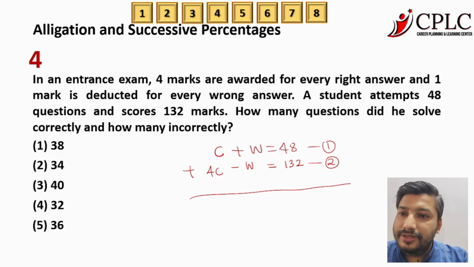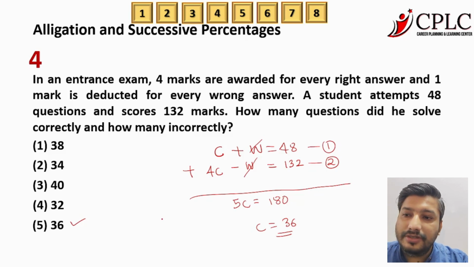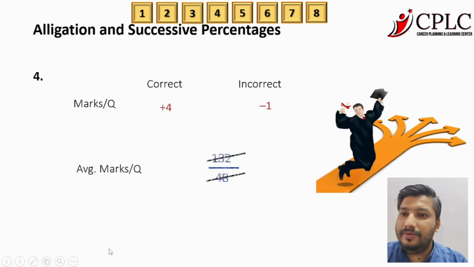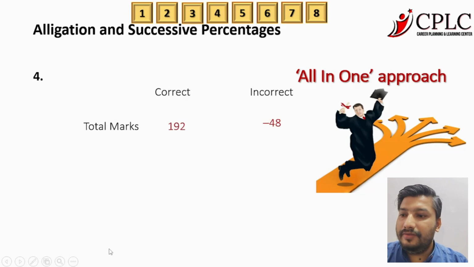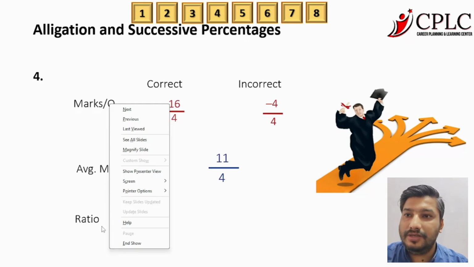Now all we can simply do is add both these equations. So +W and -W get cancelled and you get 4C plus C, that is 5C, and this is 180, and obviously C becomes 36, 180 divided by 5. So the total number of correct questions is 36, and this is how you solve it. This is your first method, the equations approach, and that is what you need to remember whenever we are talking about such kinds of questions.